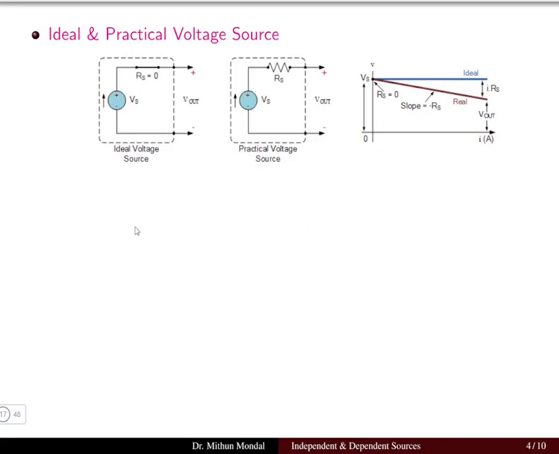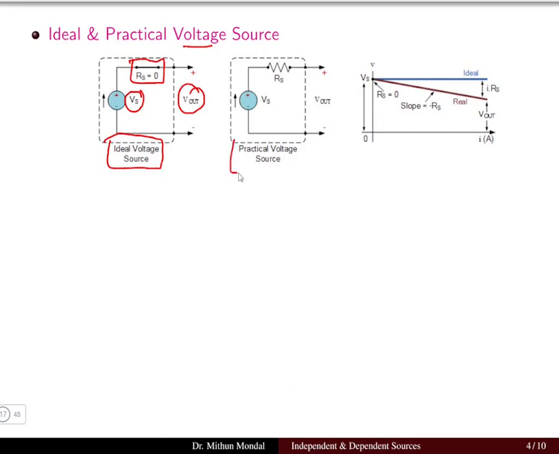Let us understand the difference between the ideal source and the practical source. Let us take the example of a voltage source. In a voltage source, if the internal resistance of the voltage source is zero, it means whatever voltage it produces, the same amount of voltage we are getting at the output terminal. Such types of voltage sources are known as ideal voltage sources.